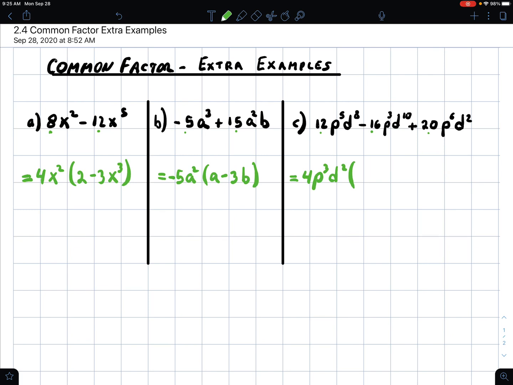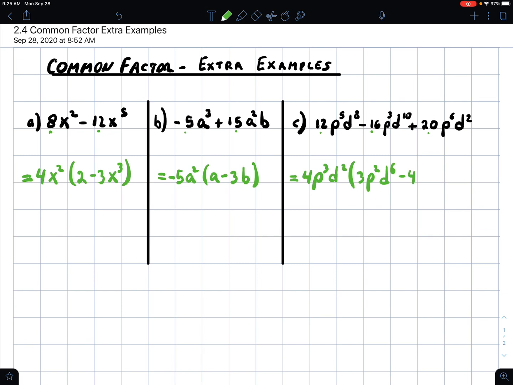So now let's divide. 12 divided by 4 is 3. P to the power of 5 divided by p to the power of 3 is p to the power of 2. D to the power of 8 divided by d to the power of 2 is d to the power of 6. Negative 16 divided by 4 is negative 4.